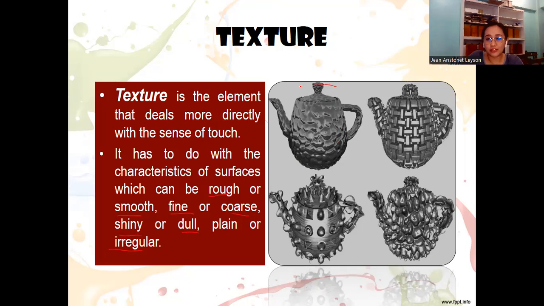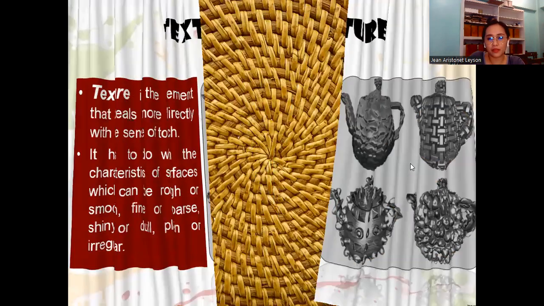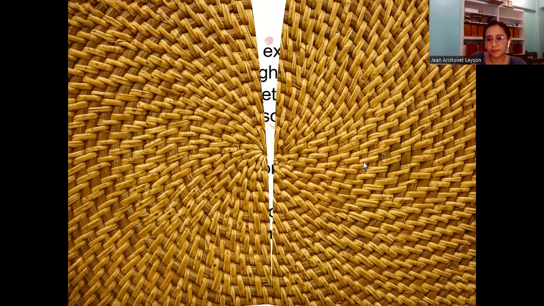Even if we do not see or touch these artworks, just by looking at their textures, we can already imagine just how these objects will feel if we were able to touch them. So here, this is an artwork or a photograph that shows a texture. I think this is abaca. This is made of abaca.